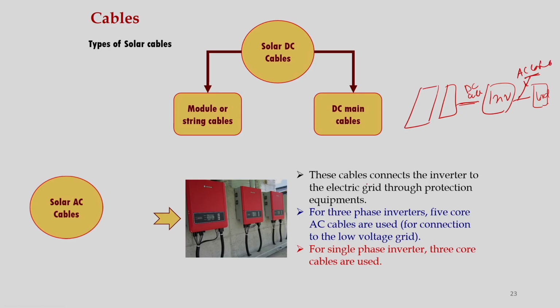So, these cables connect the inverter to the electric grid through protection equipment. Of course, there is a lot of equipment in between, and for 3-phase inverters 5 core AC cables are used for connection to the low voltage grid. And for single phase inverters 3 core cables are used. So, that also we know, when to use what kind of cables.